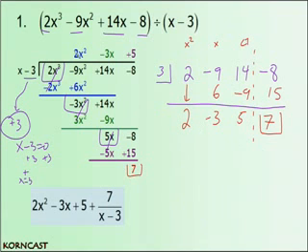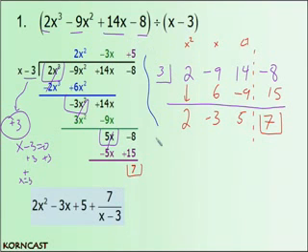We have a 2 and a 2, a -3 and a -3, and a 5 and a 5. So these end up being the coefficients of our quotient. Okay? So if we look at this, we end up with 2x squared minus 3x plus 5 plus 7 with our remainder divided by what we divided by.